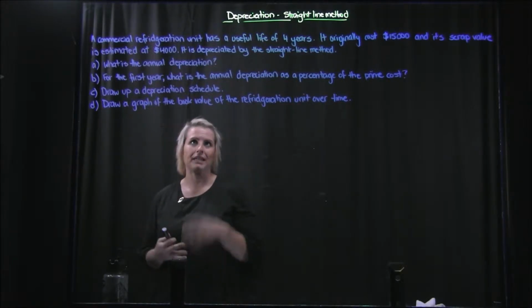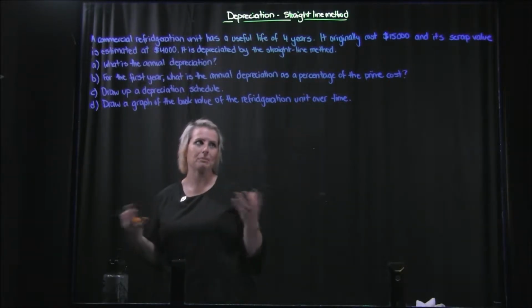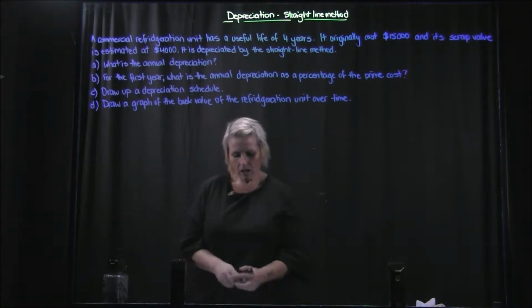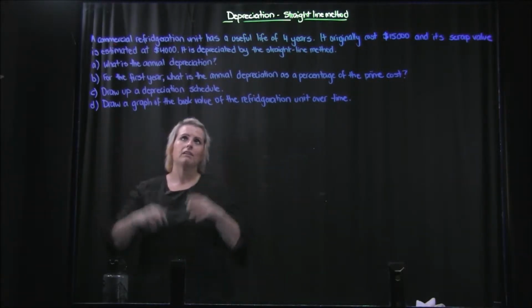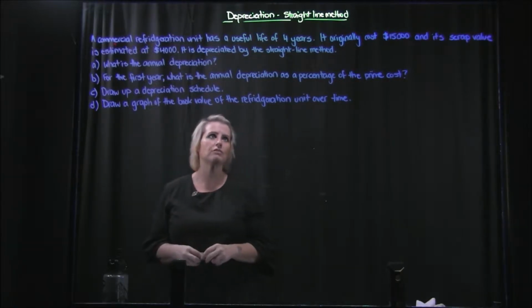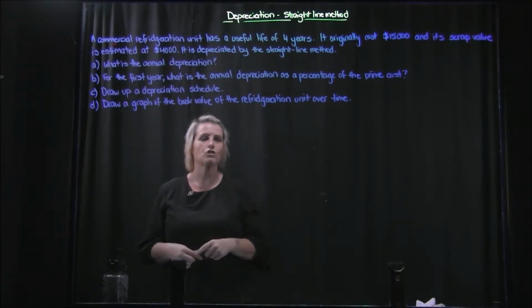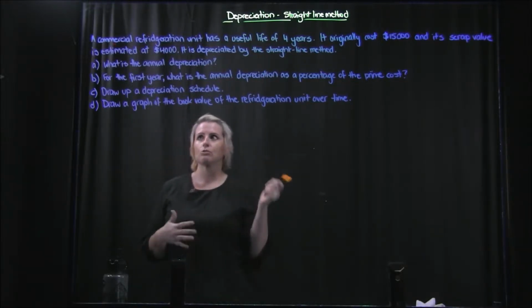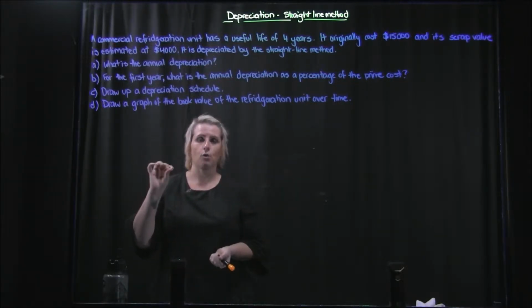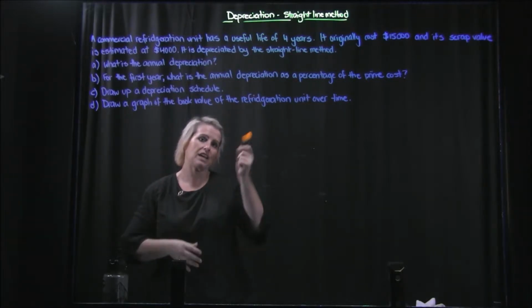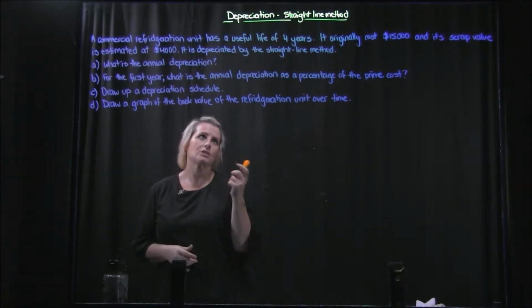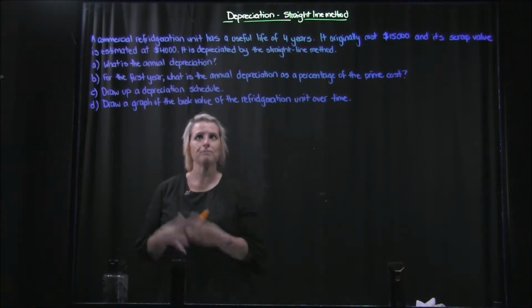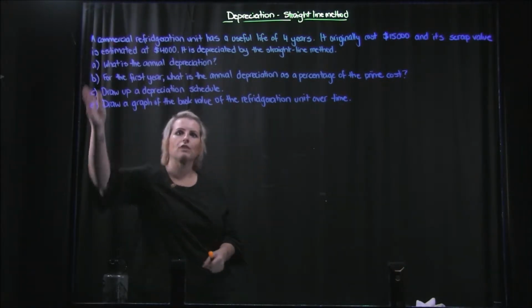So the amount could be an actual amount or a percentage of the original cost of the item. My example up here is a commercial refrigeration unit that has a useful life of 4 years. It originally cost the owner $15,000. Its scrap value is estimated at $4,000, so it's basically what it's going to be worth at the end of the 4 years. The depreciation has been calculated using the straight line method. That's what we're going to do. So we've got 4 different things that we're going to work out here.